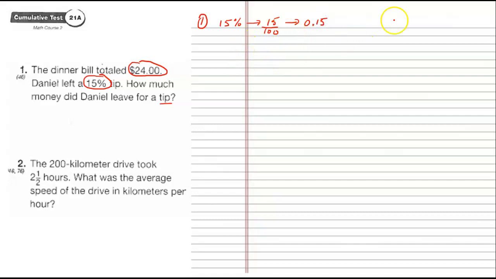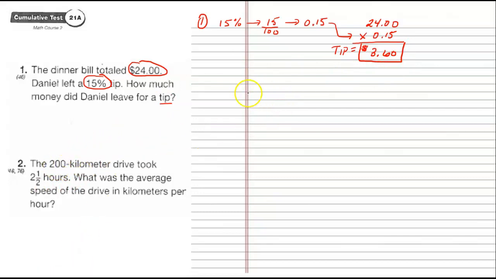And then the second thing I'm going to do is take the $24 and multiply by the percent in decimal form, as you can see here. And the tip is going to be equal to, let's see what I get, 24 times 0.15, I get $3.60 is my answer. You want to write all of that down.